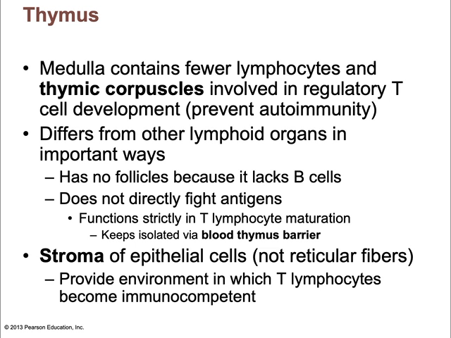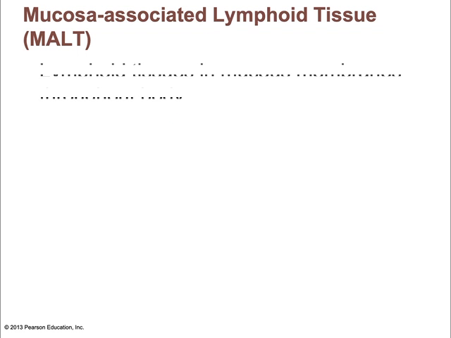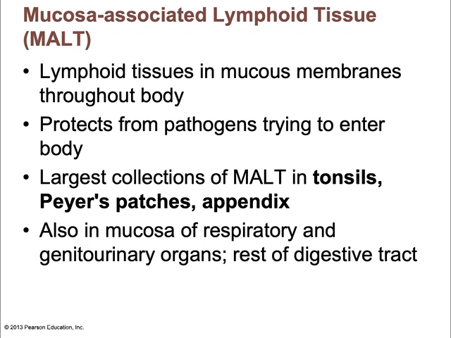And so when you're doing that process, you don't want anything interfering with it, and so that's why we have this blood-thymus barrier that ensures that while we're essentially schooling the T cell population, we don't have interference from any outside molecules. The stroma of epithelial cells provides the environment where the T cells are rendered immunocompetent. And here you can see the capsule and cortex and medulla and the thymic corpuscles. Once the T cells have been selected, we will have that population graduate from the thymus and move out and populate the lymph nodes and the tonsils and the MALT and all the other places that we expect to find T cells. At that point, the thymus is less important and it begins to atrophy.